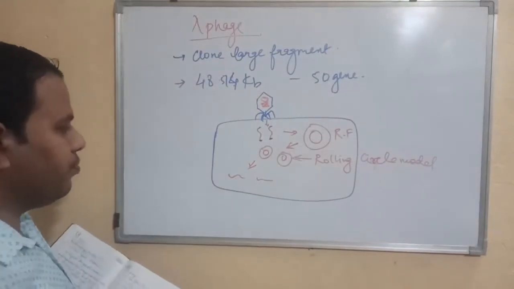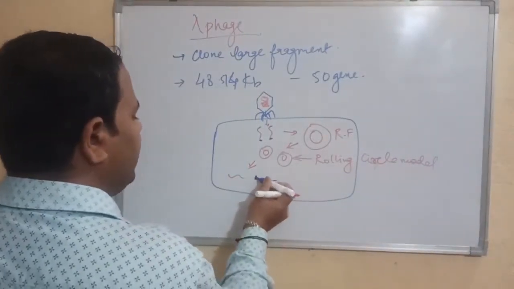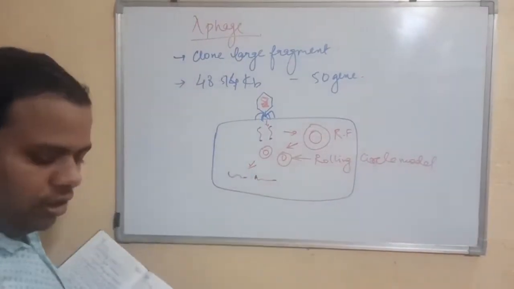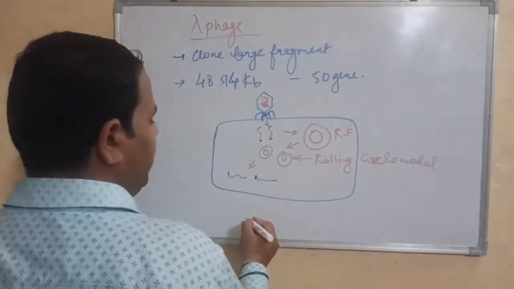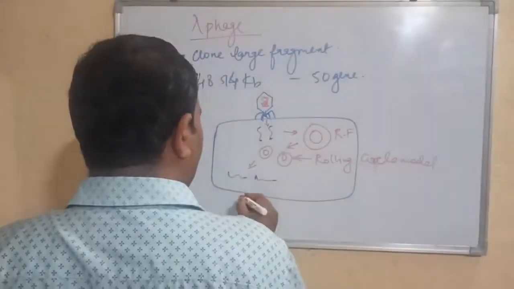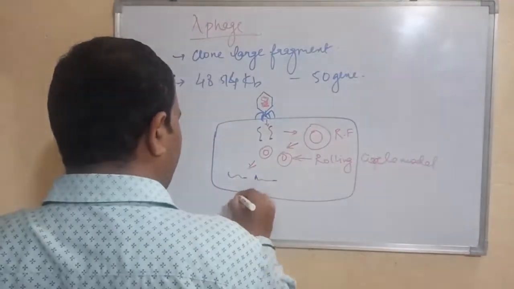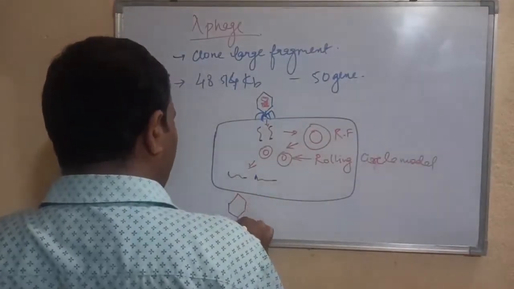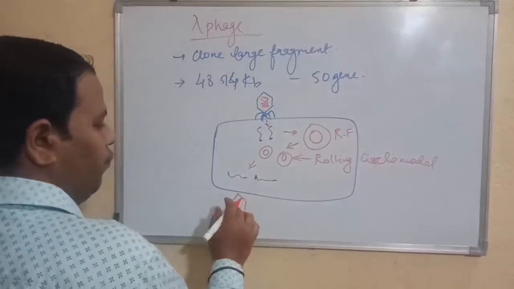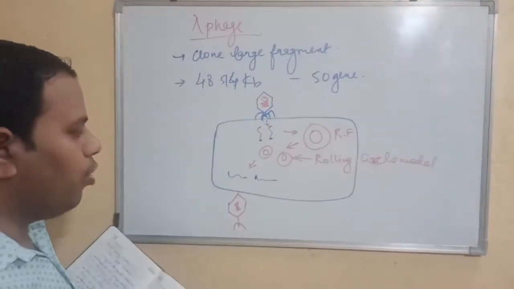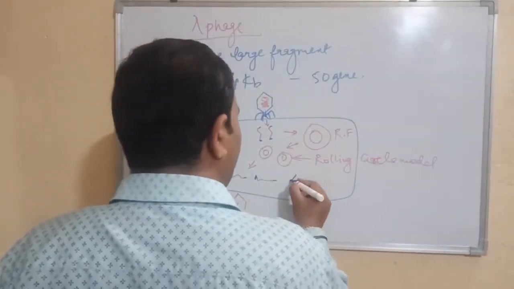Now the replicative form which is formed here will again be converted into single stranded form along with the cos site. Depending on the conditions and the presence of the gene, either it will bulge out from the membrane along with the phage, or it will form a viral particle inside the bacterial cell.